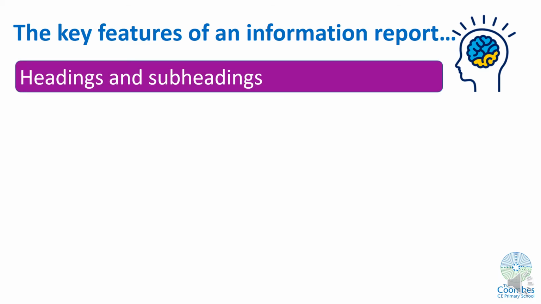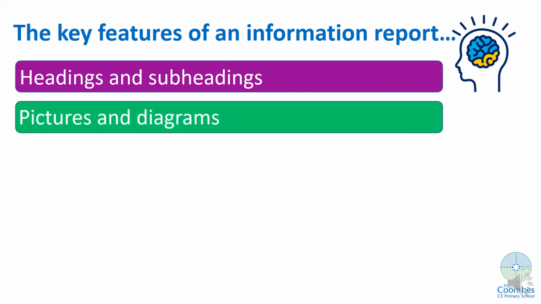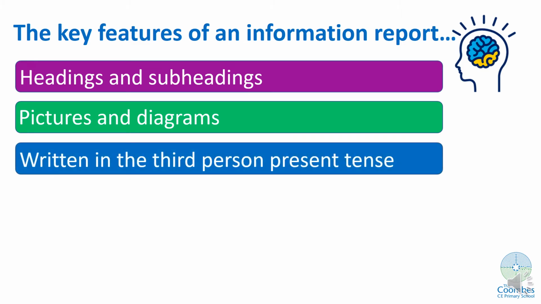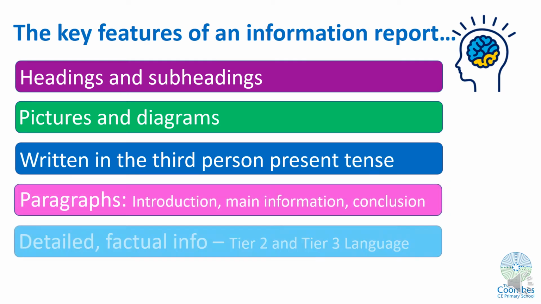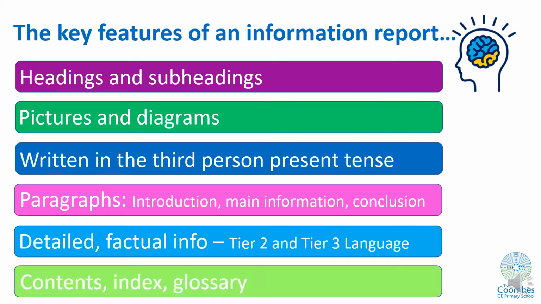So number 1, headings and subheadings, pictures and diagrams. They will be written in the third person present tense. They will be organised into paragraphs. There will be detailed and factual information, and in an information book you will find a contents page, an index and a glossary. Hopefully by now you have remembered all of those. Hopefully you got them all right. Well done if you did. These are still going to be very important for our work today and tomorrow.